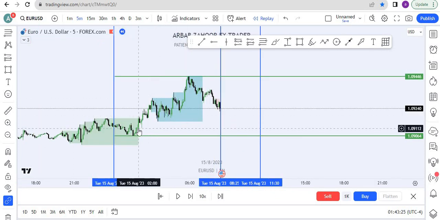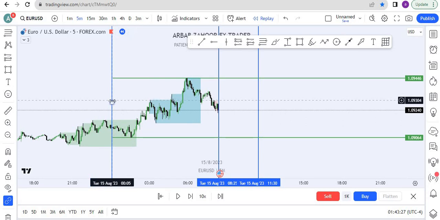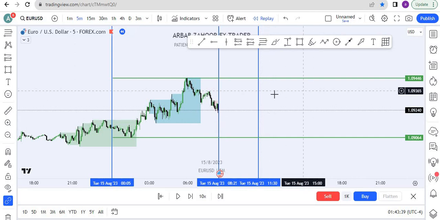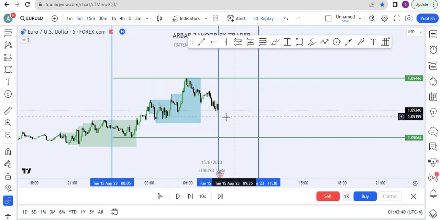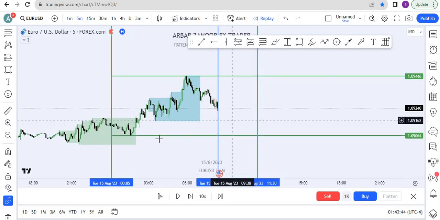Now we are on Tuesday, 15th of August. I mark out as per our rule, at midnight, before 8:30, and our last window period is 11:30. Your trade can run after that as well, there's no problem, but your entry must be in this time zone. We mark out the high and the low before 8:30.